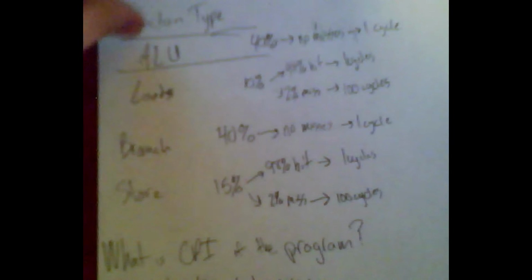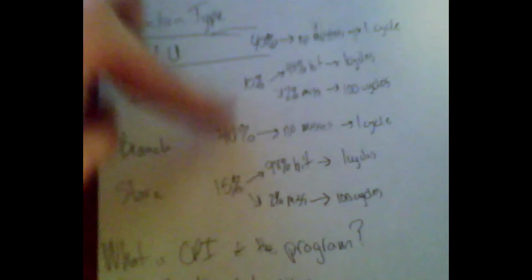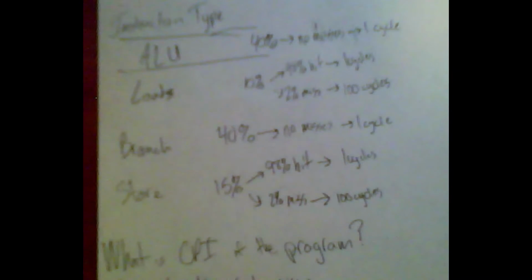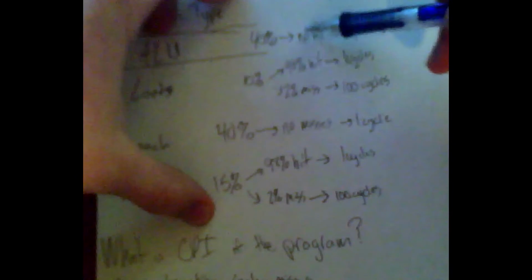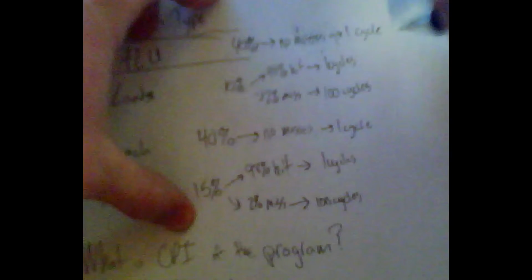So we're going to start, and we're going to find the CPI of each individual instruction type, and then we're going to separate them out into their respective percentages that they take up. So first off, we're going to calculate the CPI of our ALU. Since we have one cycle, we have no misses. So this is going to give us an average CPI for the ALU. This is going to equal 1.